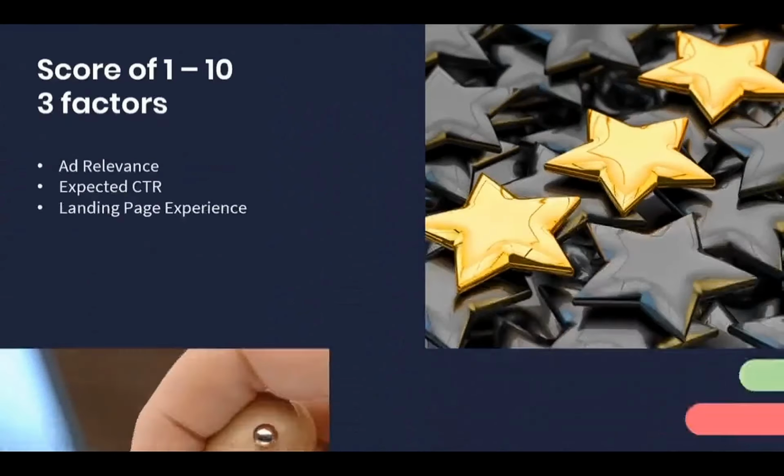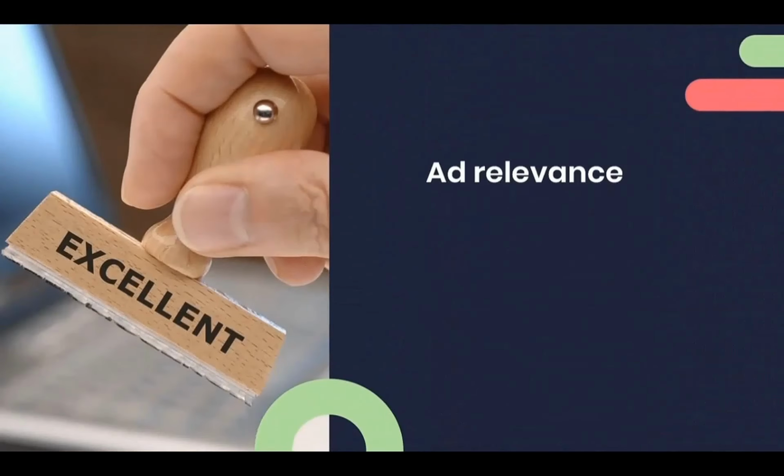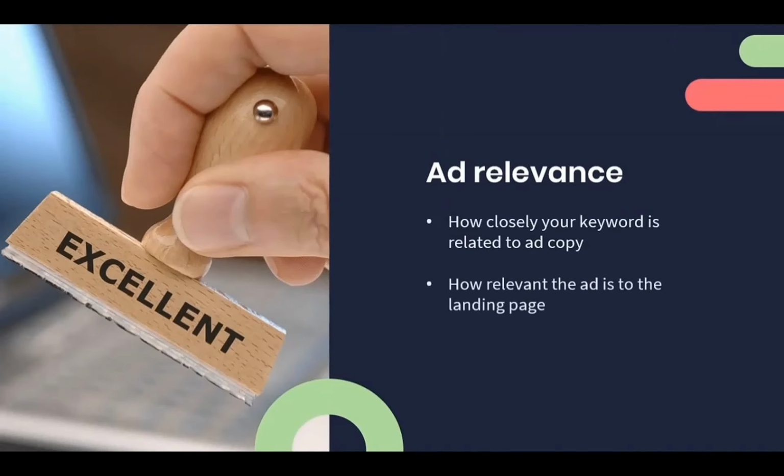But what does that really mean? Well, ad relevance really just shows how closely the keyword or essentially search term you're bidding on is related to your ad copy. And then obviously how relevant the ad is to the landing page. So the content of the URL that you add to your ad in this case needs to be quite well related to one another. Okay, very important to take that into consideration.